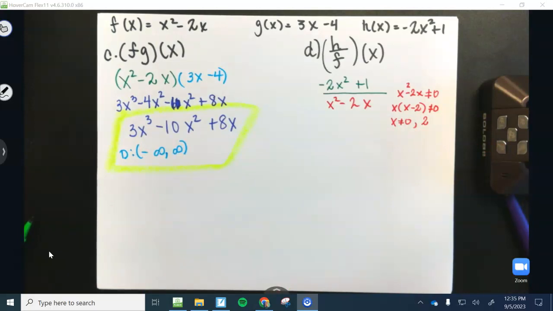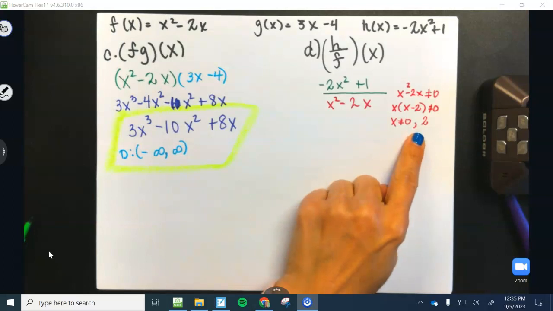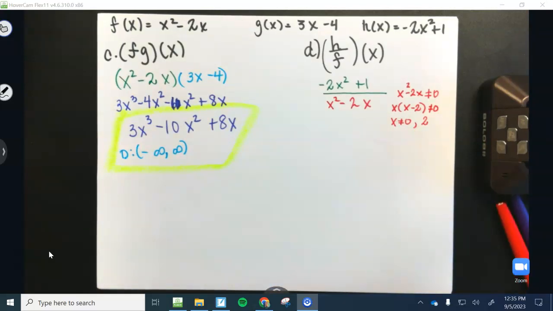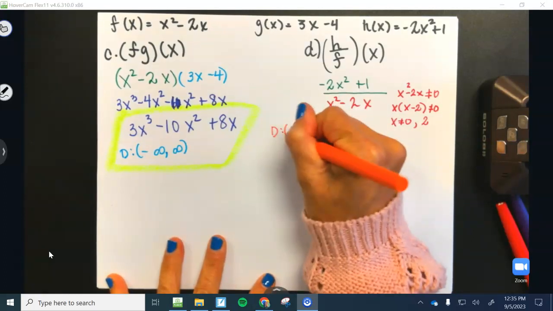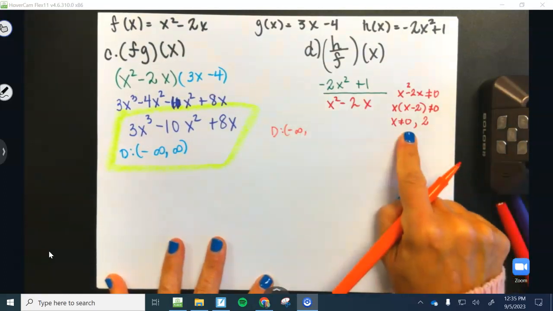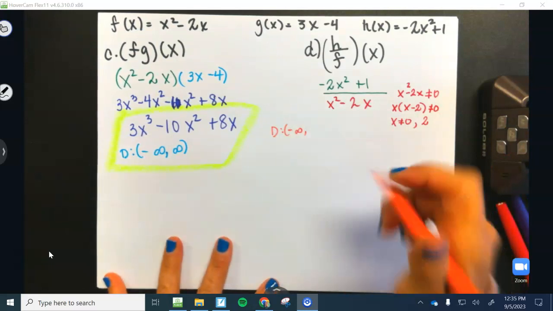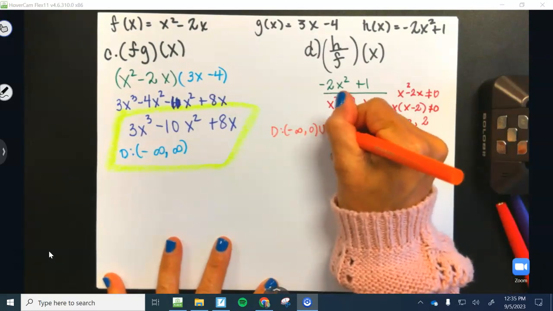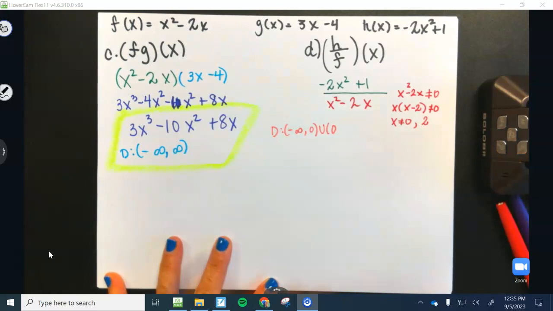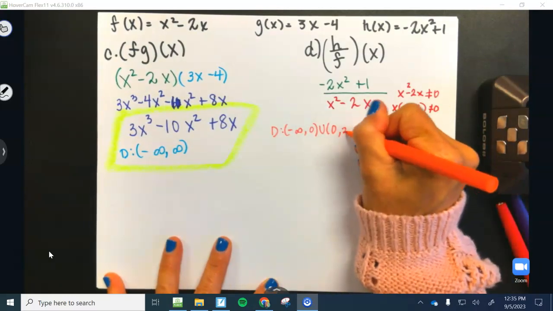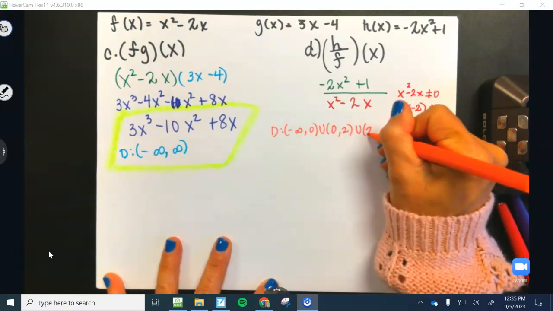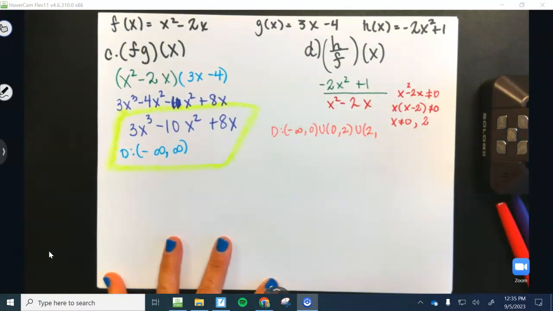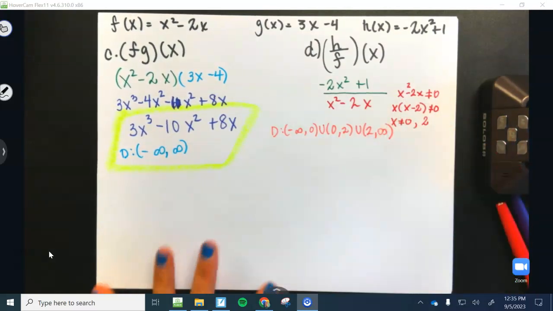Two restrictions, 3 pieces to the interval notation. Interval notation always has one more than. 1 more than 2 is going to be 3 pieces. So here's what my interval notation is going to look like. We're just going to start with negative infinity, wrap it up to the lowest restriction, which is 0. Pick right back up where we left off. Go to the next restriction, which is 2. Pick right back up where we left off and take it all the way to positive infinity.